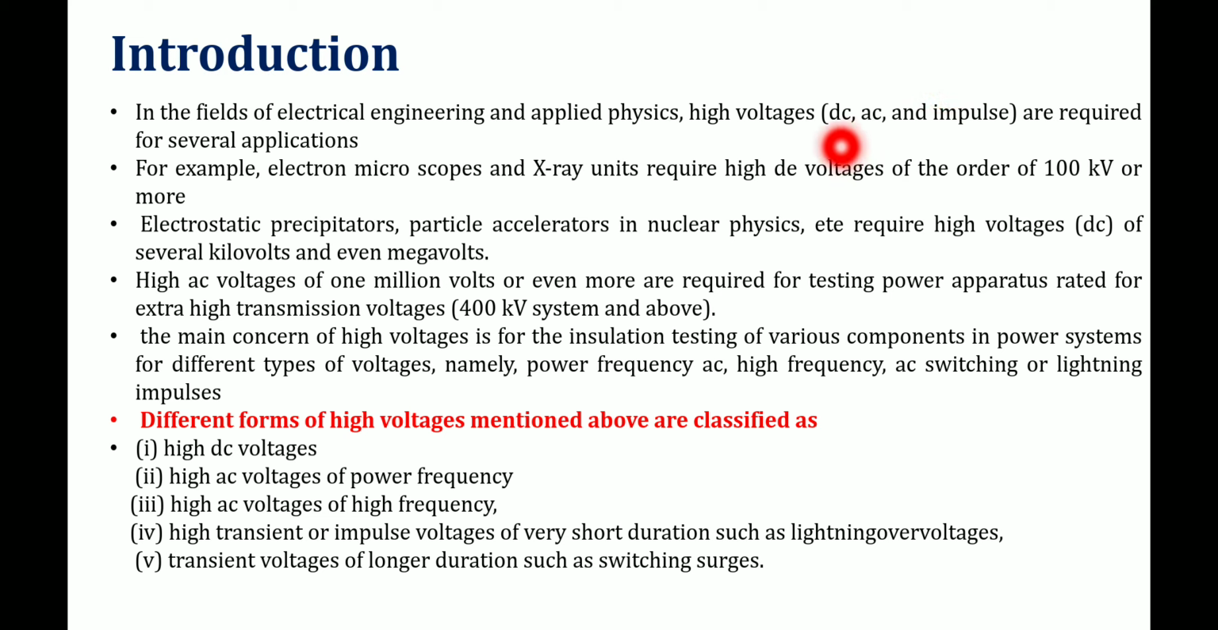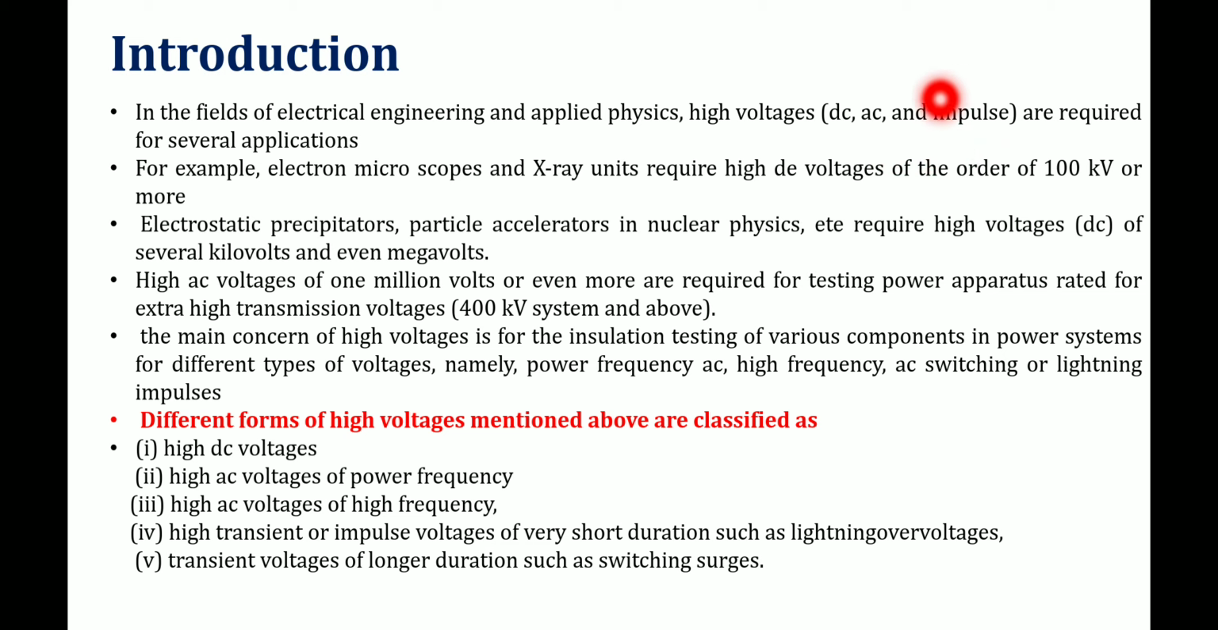Keep it in mind. For DC voltage, direct current voltage, the name itself indicates direct, in the sense that the flow of electrical charges is in only one direction. Next comes AC. AC means alternating. Alternating means the flow of electrical charges periodically reverses its direction. Getting my point?